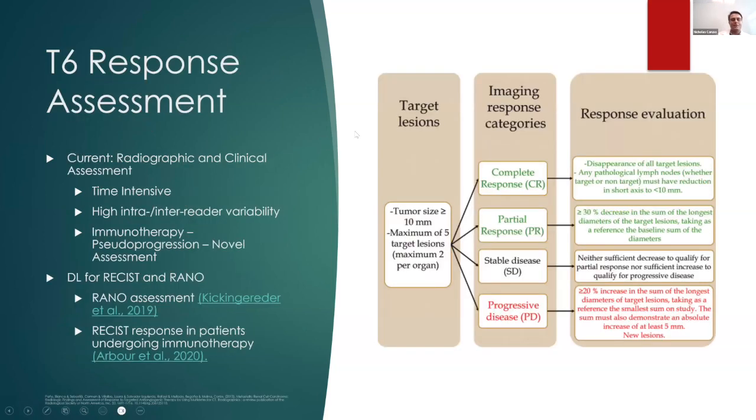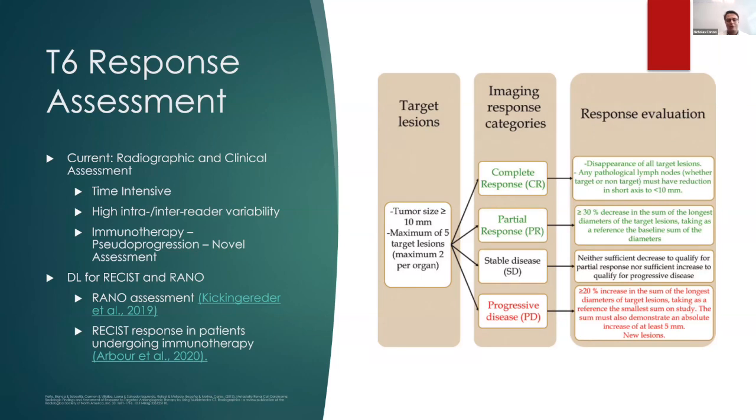And response assessment. Currently, we use radiographic and clinical assessment to determine how well chemotherapy is working on a patient. We use tools called the RECIST criteria, or RANO. On the right here, I have a digestible version of the RECIST criteria. It classifies tumors as complete response, partial response, stable disease, or progressive disease to chemotherapy. And this has worked okay in the past.